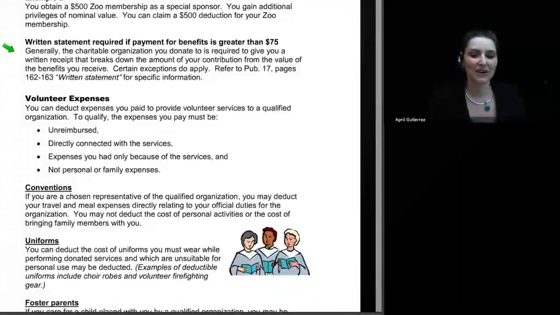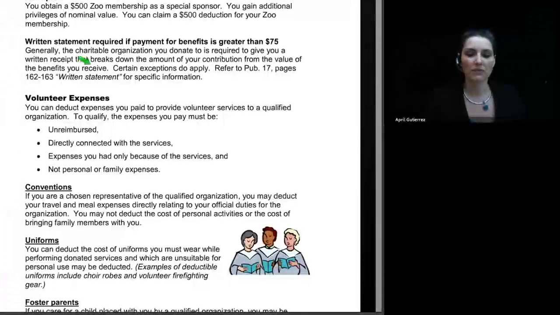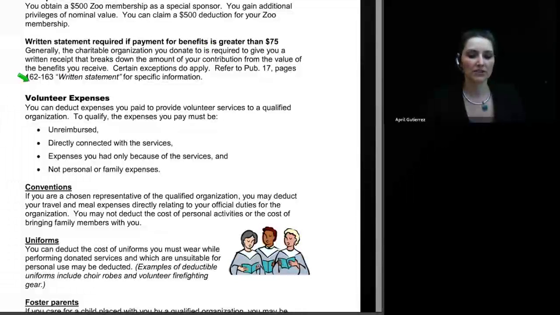Written statement required if payments for benefits is greater than $75. So if you did pay this higher amount up here, you do want to see a written statement coming from the charitable organization that confirms how much you really do get to deduct. And I have seen that coming from our local zoo. So I would be looking for it and asking your clients for it. If you want more information about what that written statement should contain, refer to Publication 17, pages 162 through 163.